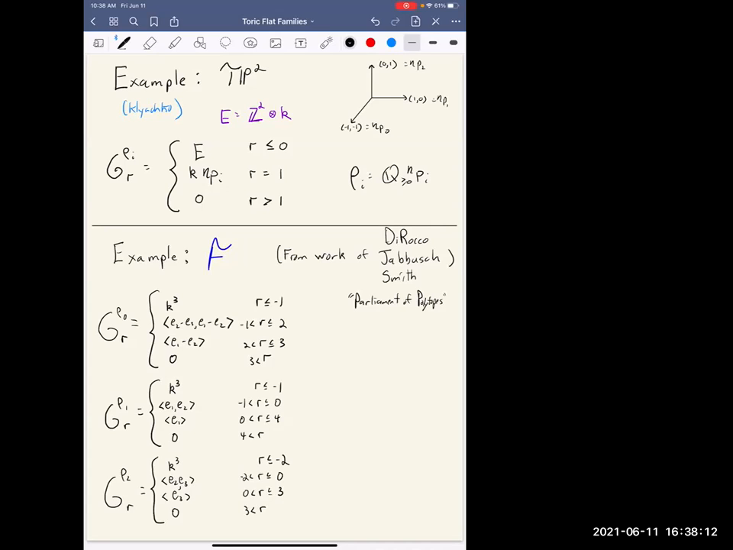And the second example just illustrates how this information can look quite a bit more complicated. So this is a rank 3 vector bundle also over P2, and you can see that there's 3 steps in each filtration space rather than the 2 in the tangent bundle.